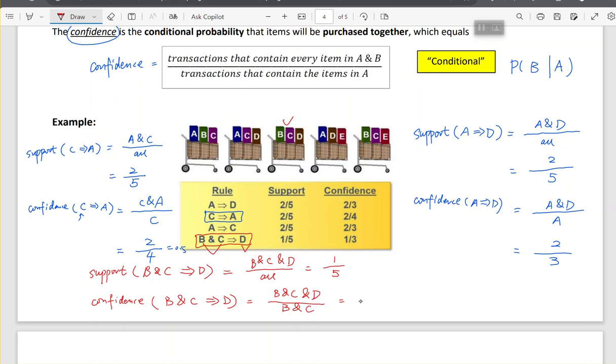All right, so how many of them contain B and C? This one, and this one, right? So that means totally we have 3 transactions that contain both B and C. And then within these 3 cases, which one also contains D? That means this customer also goes and buys D. Which one? It will be only one of them, right? So that will be 1 out of 3.